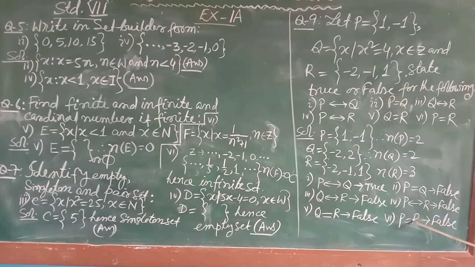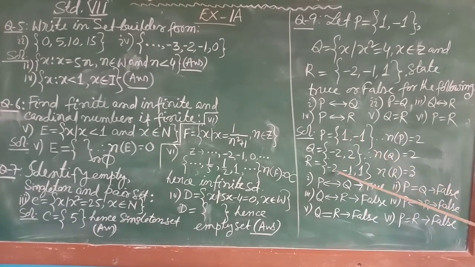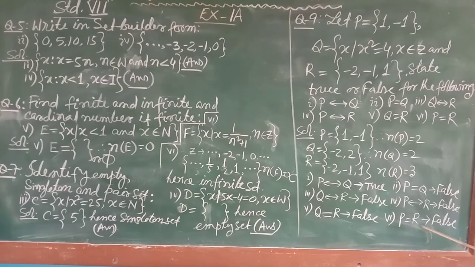P equal to R. P and R both equal? No question arises. Had 2 or -2 not been there, it would have been equal. So again it is false.